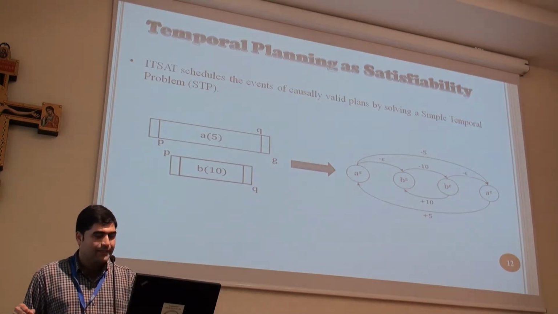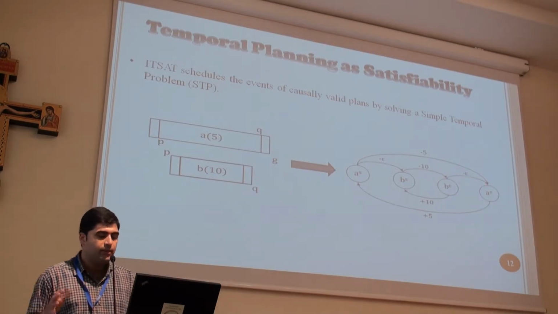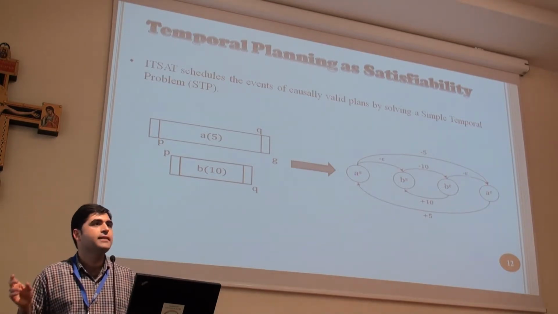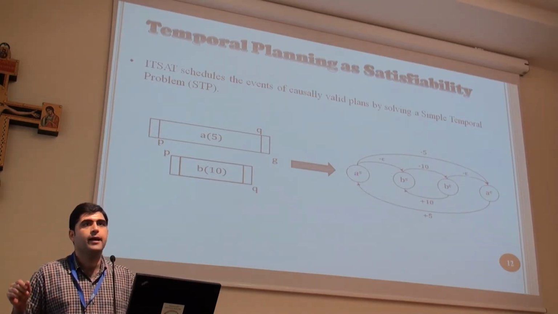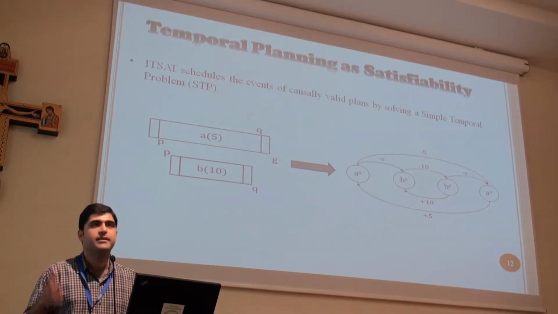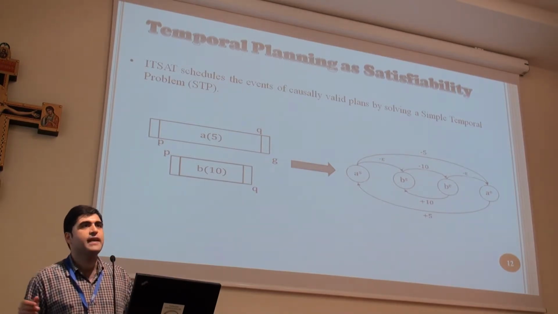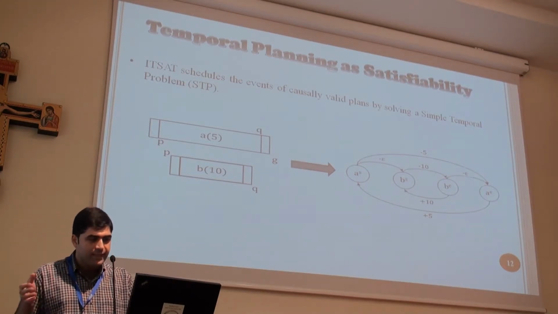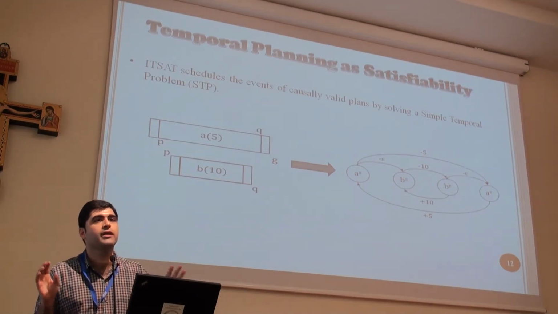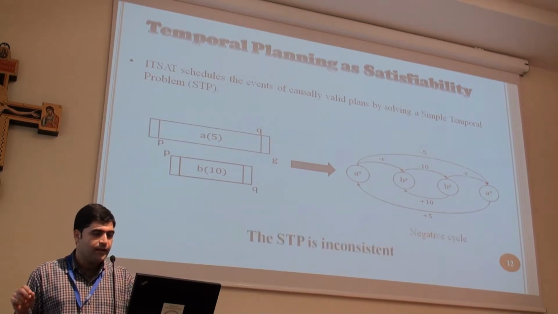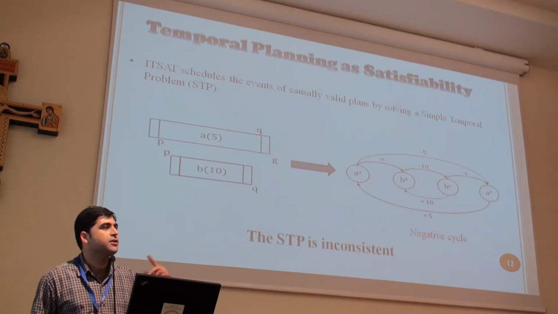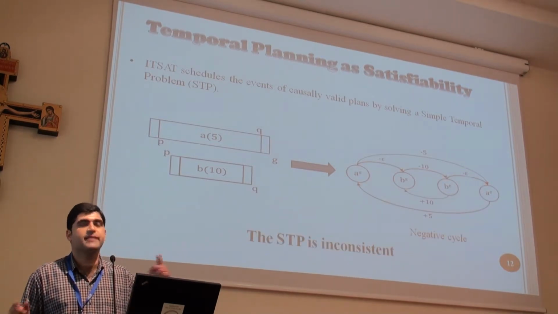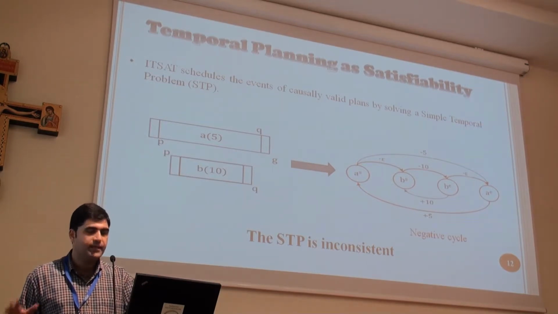And when we want to schedule the events of this plan, we use a simple temporal network. But in these situations where we have temporal inconsistency, there should be a negative cycle in the STN, in this simple temporal network.